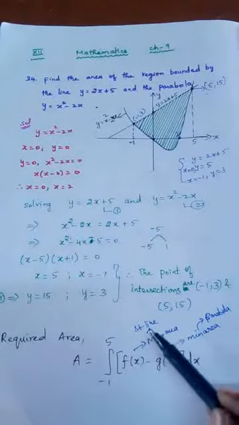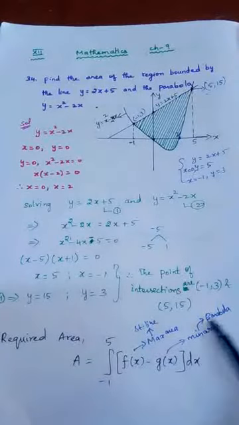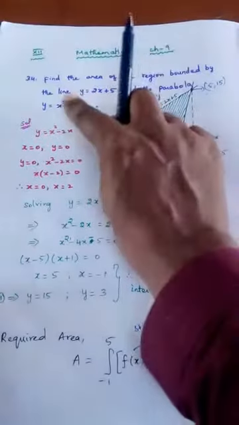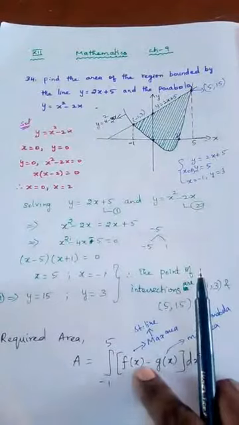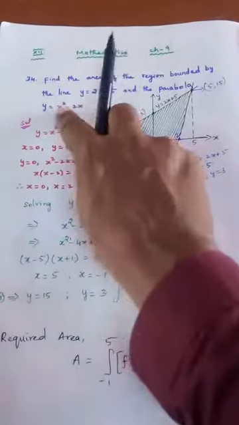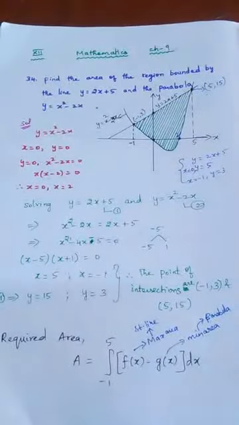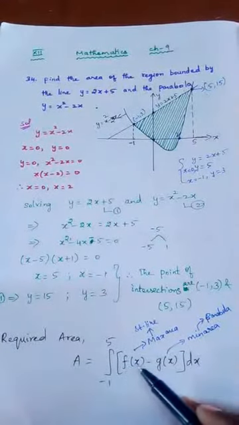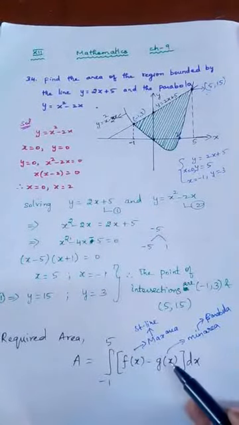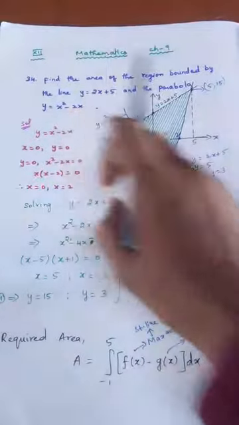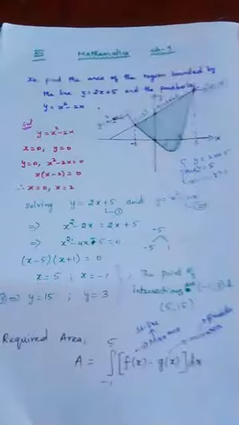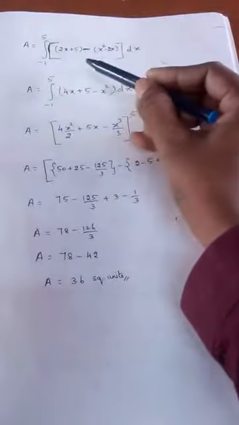Here in this problem, the straight line gives maximum area, the parabola gives minimum area. So from the straight line, you take f of x. From the curve, the parabolic curve, you take g of x. So that is the next step. For f of x, I will be writing 2x plus 5. For g of x, I will be writing x square minus 2x, and integrate. So that is what is done here.